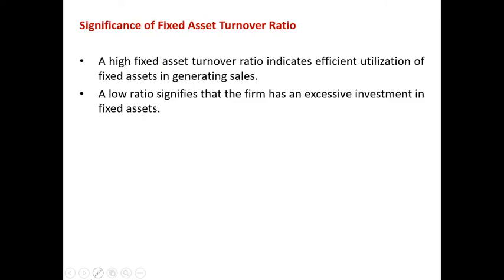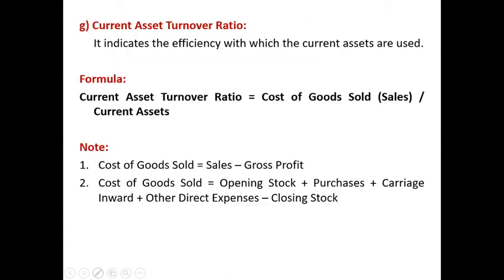Significance of fixed assets turnover ratio. A high fixed asset turnover ratio indicates efficient utilization of fixed assets in generating sales, and a low fixed asset turnover ratio signifies that the firm has an excessive investment in fixed assets.